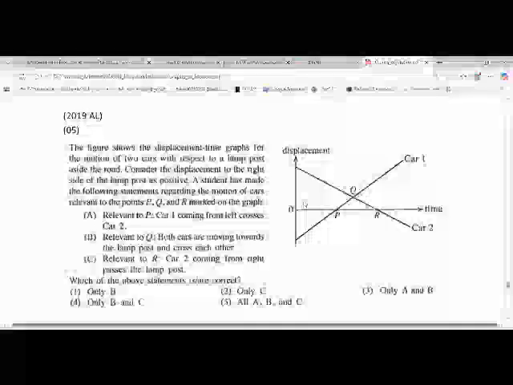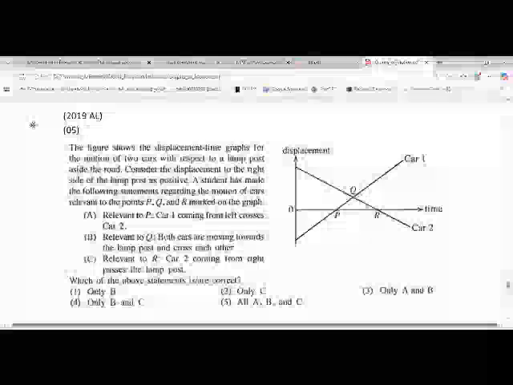2019. A figure shows a displacement time graph for the motion of two cars with respect to a lamp post by the side of the road. It's a displacement time graph. Consider the displacement to the right side of the lamp post as positive. Right side is positive. Left side should be negative.